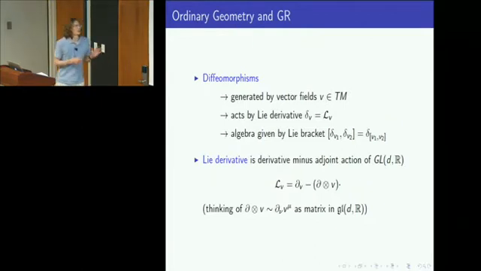Something we'll be interested in is diffeomorphisms. An infinitesimal diffeomorphism is generated by a vector field on the manifold, and it acts by the Lie derivative. And the algebra of the Lie derivative is the Lie bracket. Now, the Lie derivative we're going to write in a particular way, as the derivative along the vector in the manifold minus the adjoint action of the derivative of the vector. So we can think of this derivative of the vector as being like a matrix in the Lie algebra of GL(D). And if you convince yourself for a second, you can see that this is going to give you the formula that you know and love for the Lie derivative normally.